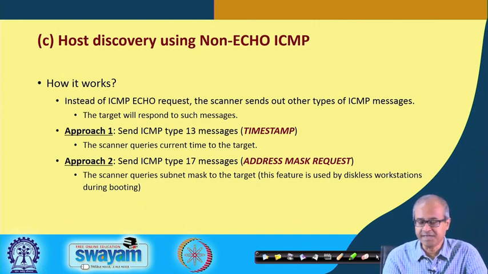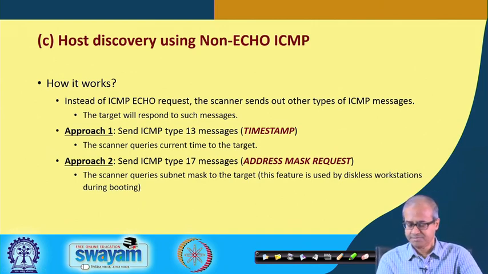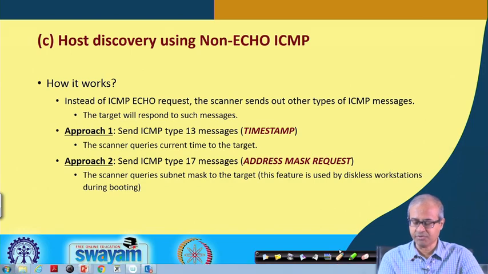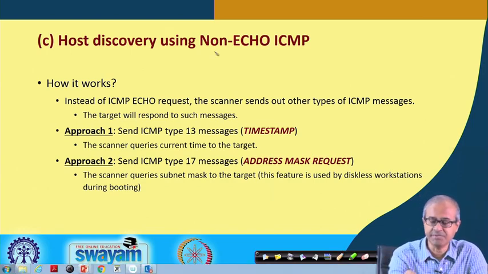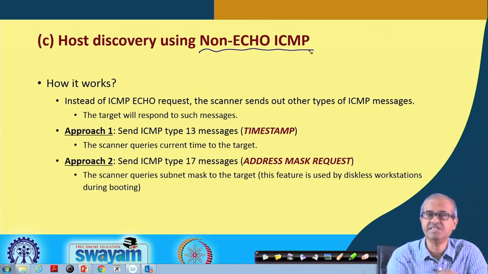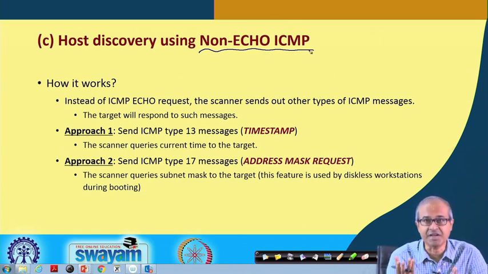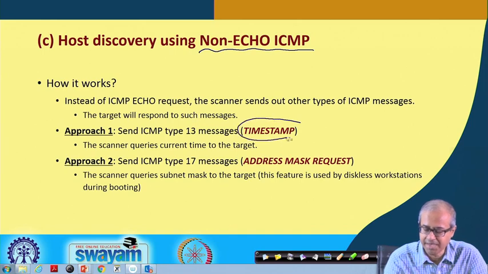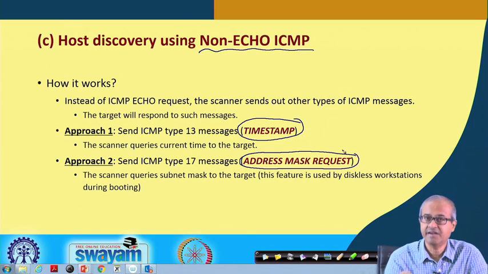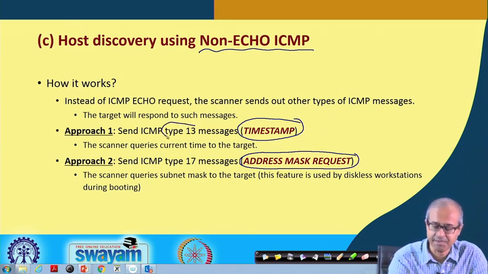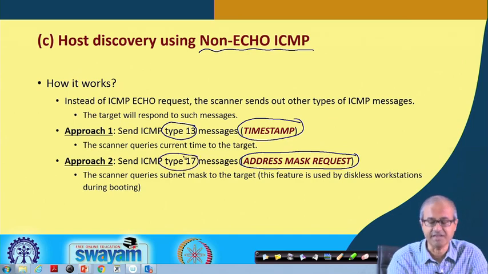So, instead of sending echo kind of packets, there is another way you can proceed. You can send some kind of non-echo ICMP packets, which are not echo request and echo reply, but other types. Two types of such packets you can send. One is called a timestamp packet, the other is called an address mask request packet. Timestamp packet has type 13, address mask request is of type 17.